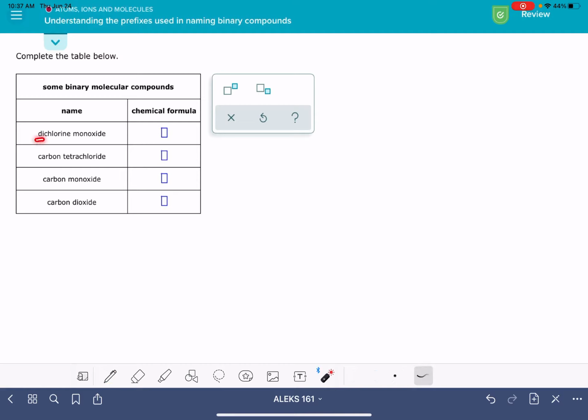So for example, in our first formula here, it says dichlorine. Chlorine obviously is referring to the element chlorine, and that di is referring to the quantity of 2. So di means that we have 2. Dichlorine means we have 2.